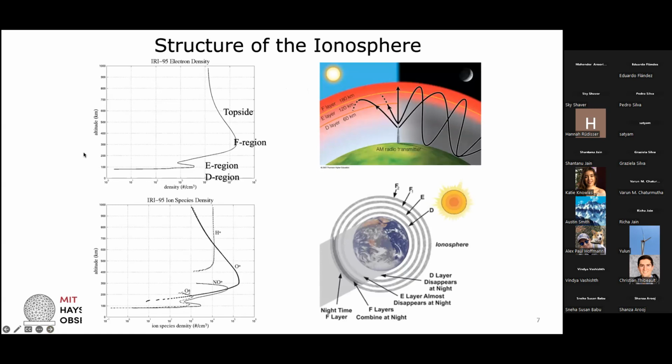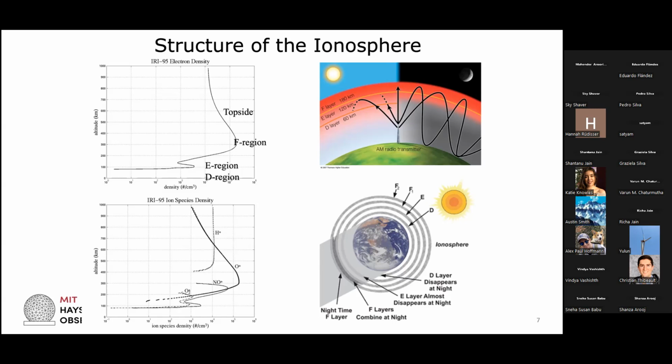So just to give you some general structure, the ionosphere typically starts at around 80, even during the day, sometimes 60 kilometers. That's what's called the D region. Now, the D region does not last through the night because it's a very collisional region. So the D region is only there during the day, but we do look at it.